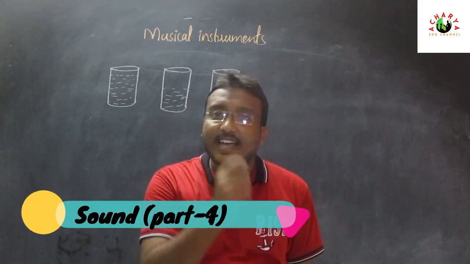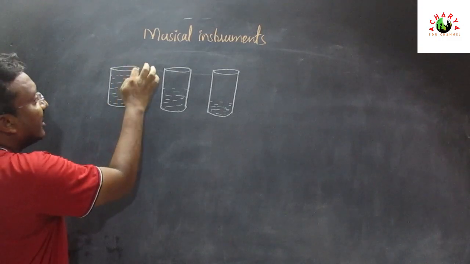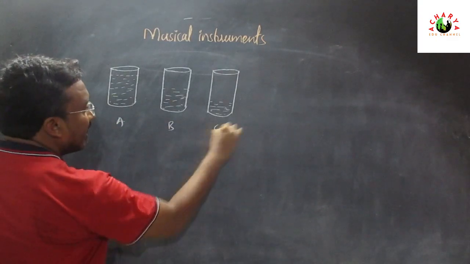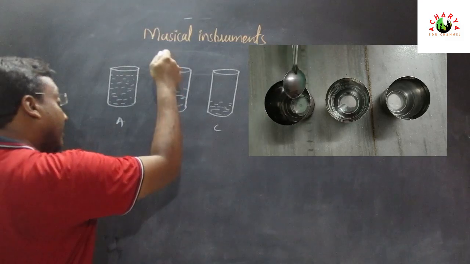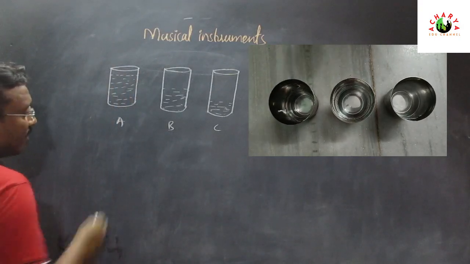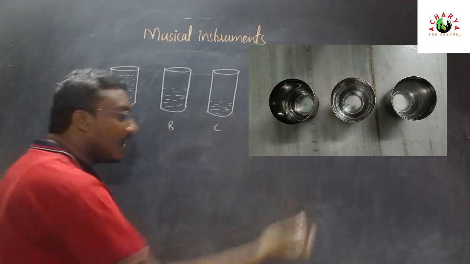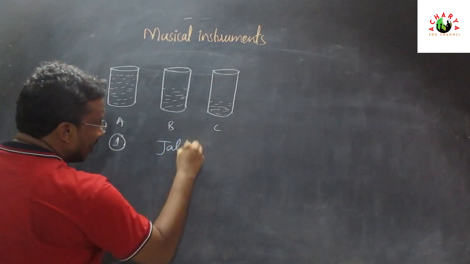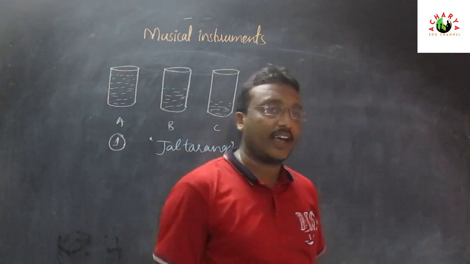Now take a spoon and strike the rim of the glass gently. Hit the rim of the first glass, for example glass A, then glass B and glass C, and observe the sounds. What do you observe? We observe a different pattern of sound from each glass. That is called jalatarang.